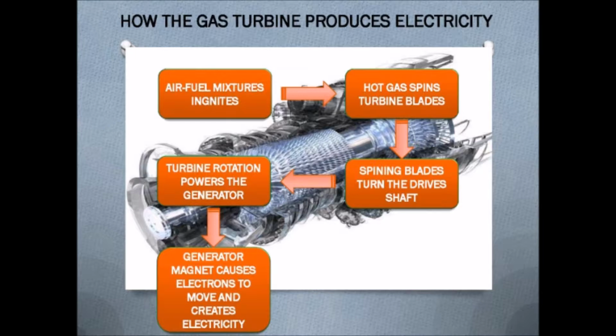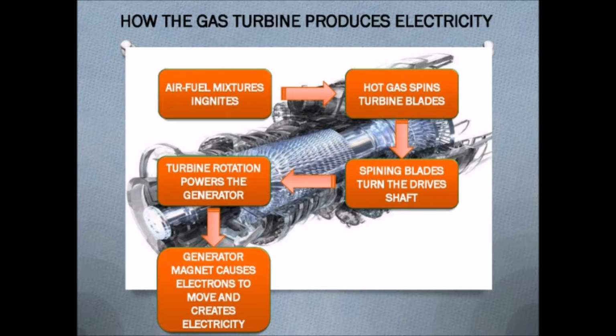Next is hot gas spins turbine blade. The hot air and fuel mixture moves through blades in the turbine, causing them to spin quickly. For the third is spinning blade turns the drive shaft. The fast spinning turbine blade rotates the turbine drive shaft. Then turbine rotation powers the generator.